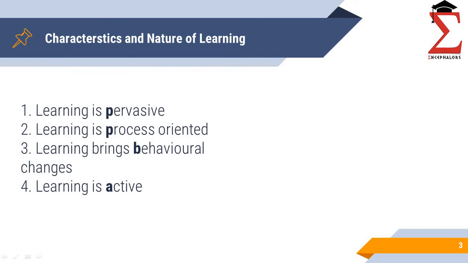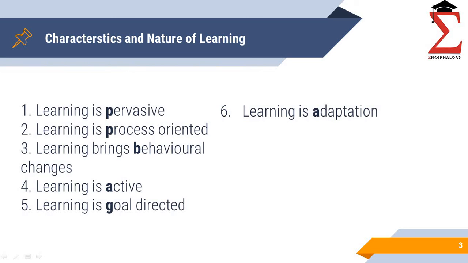Learning is active. Just by sitting with learned people, you don't learn a lot, right? It's a good thing to have the company of learned people, but you need to be actively grasping knowledge from them. So learning is an active process. Learning is goal directed. We have a direction. When you are doing a B.Ed course or any other formal degree, there is a goal, a destination that we want to reach. So learning is goal directed.